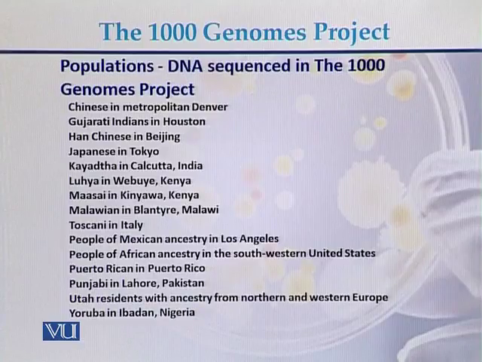These are the populations which have been used in this project. The name of the project is the 1000 Genomes Project. So these are all populations whose DNA has been used in the 1000 Genomes Project, including the samples from Pakistan. Samples from Pakistan have also been included in the 1000 Genomes Project.